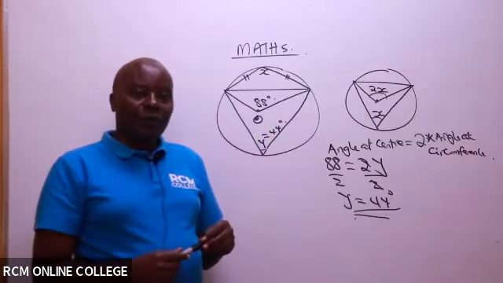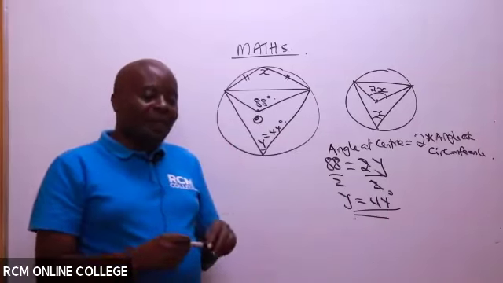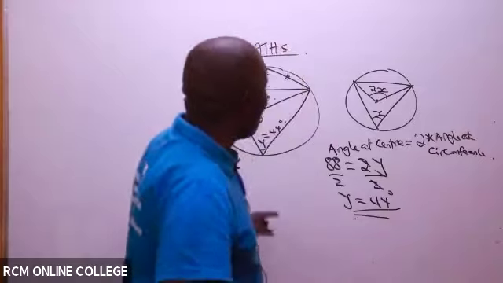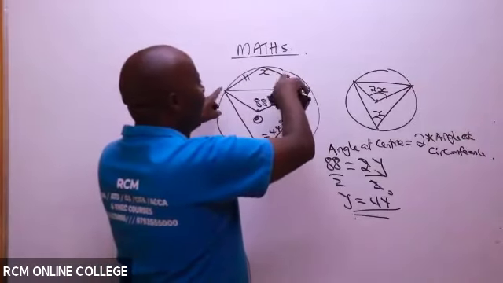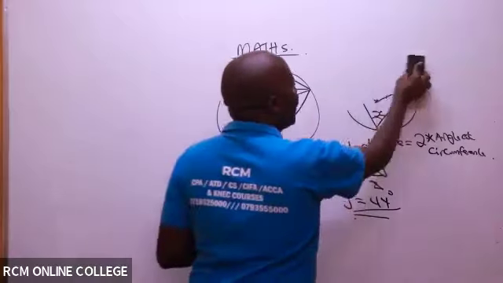Y equals 44 degrees. And then, ladies and gentlemen, remember this is what we call a quadrilateral. Quadri because of what here? Four angles, four corners touching a circle. Four corners in this case that are touching a circle.